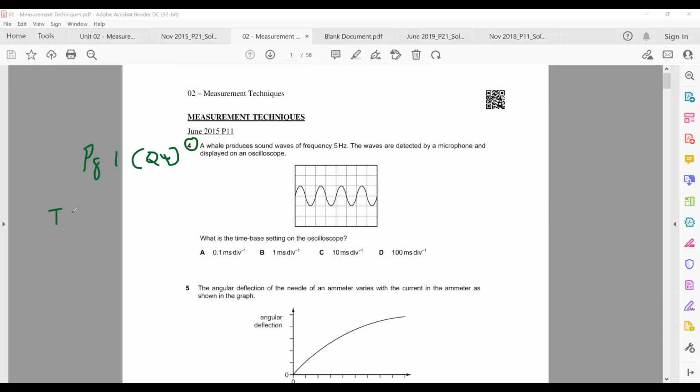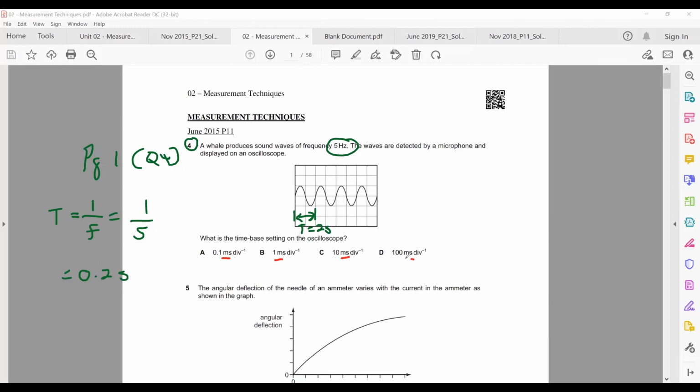Period is found by the reciprocal of the frequency, where the question has given you the frequency as 5 Hz. If you take 1 divided by 5, you're going to get 0.2 seconds. That is the period. Now, you notice that your period here is this one, t equals 2 divisions. All right. But then you also notice one thing in your answer.